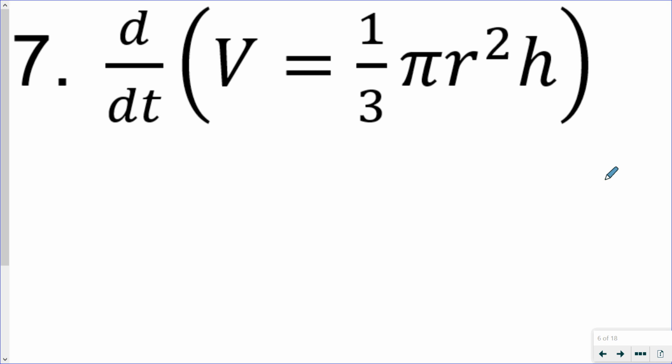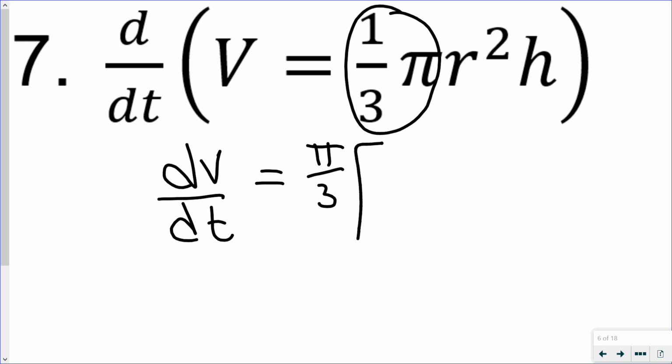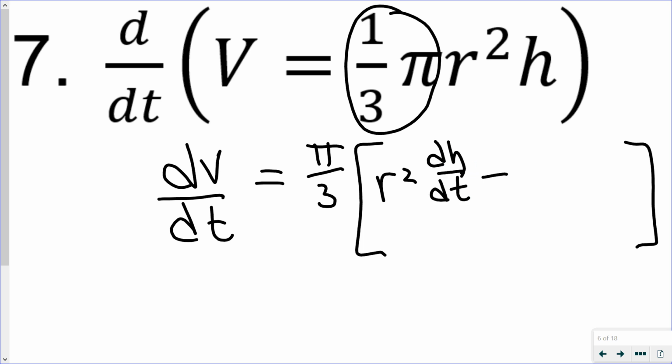Okay, number 7, the derivative with respect to time on both sides. So the derivative of volume is dV by dt equals, and again, 1/3 and pi, those are just constants. So we can take the constant up front, which is pi over 3, and then I'm going to do the derivative of the product on the inside. So that's the r squared times h. On this one here, I'm going to do 1d2. So 1, and then the derivative of the second, which is dh by dt, plus, so this is 1d2.